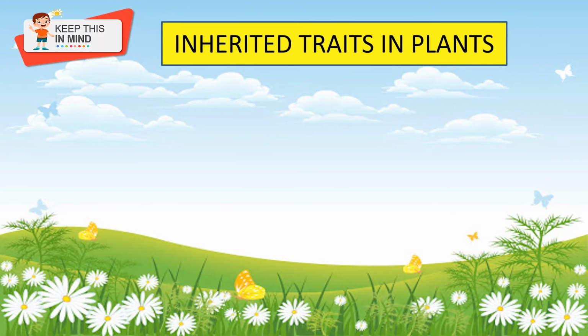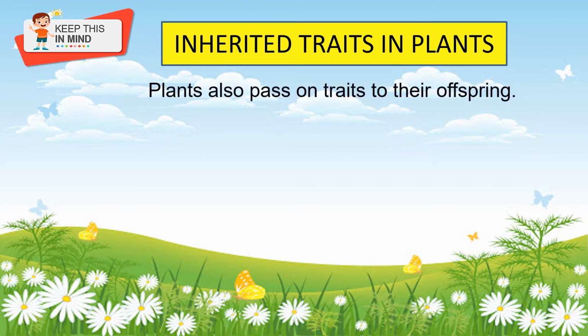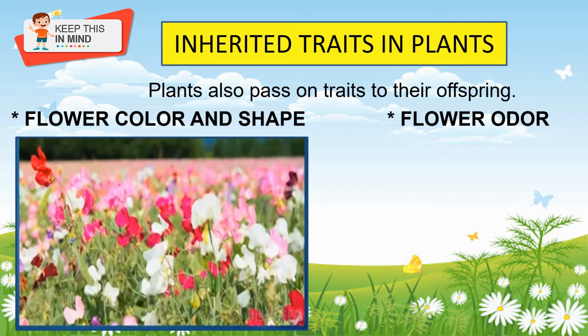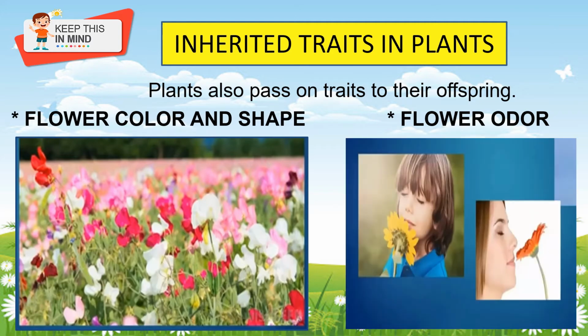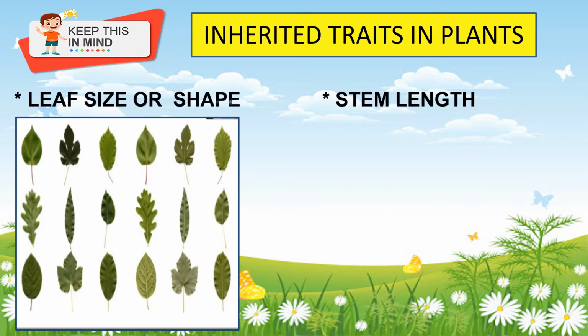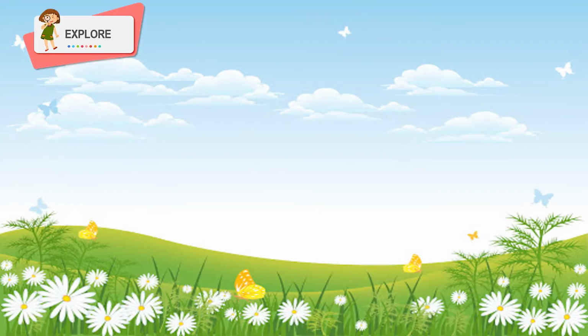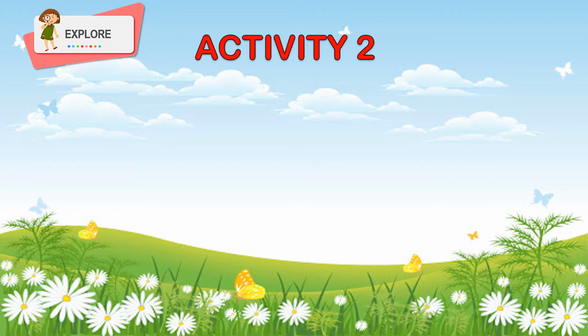Do plants have traits too? Absolutely. Plants also pass on traits to their offspring, just like animals. These include flower color and shape, flower odor, leaf size or shape, and stem length that vary from plant to plant. This time, to understand more, let us proceed to activity number 2.